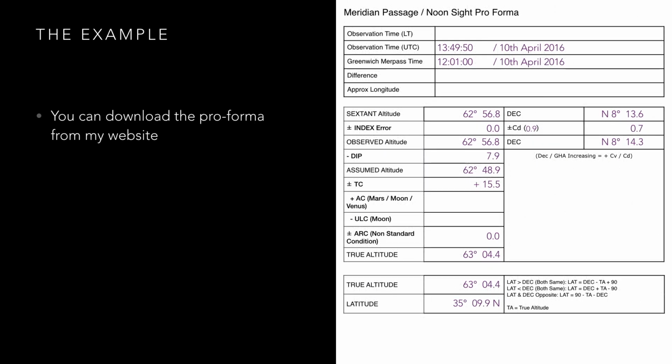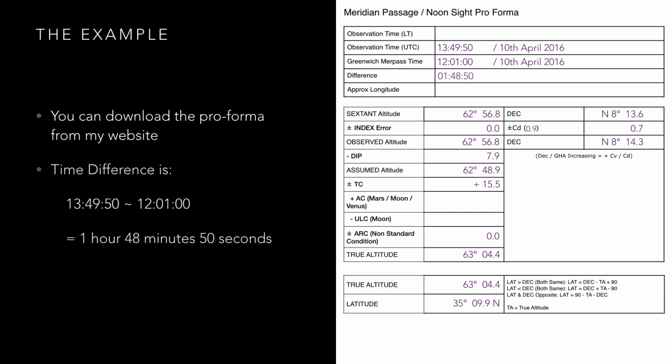Now we take the time given in the almanac and subtract the time we observed from it, which gives us a time difference of 1 hour, 48 minutes and 50 seconds. The last stage is to simply multiply this by 15.